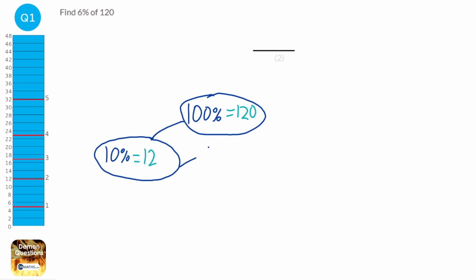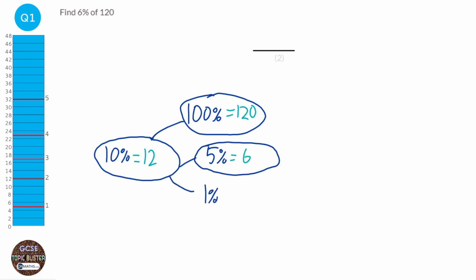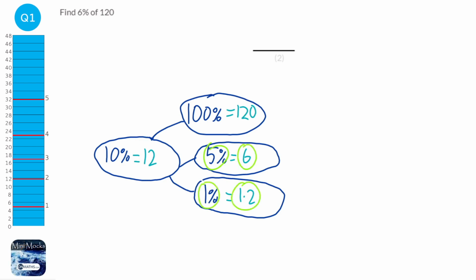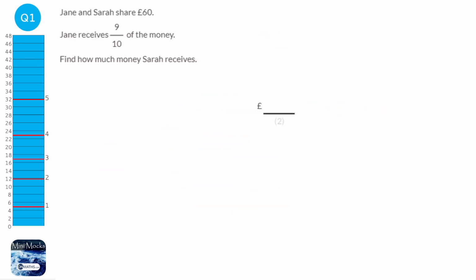And we try to get 6%, so it'd be nice if I knew 5%. And 5% is nice and easy because we just halve that 10%. So that'd be 6. And if we got the 1% as well, we can get to the 6%. So to find out what 1% is, we just divide the 10% by 10 and get 1.2. So to get the 6%, we're going to add the 5% and the 1%. So we're going to add the 6 and the 1.2. And so we just do 6 plus 1.2, which is just going to be 7.2. And that's our answer.